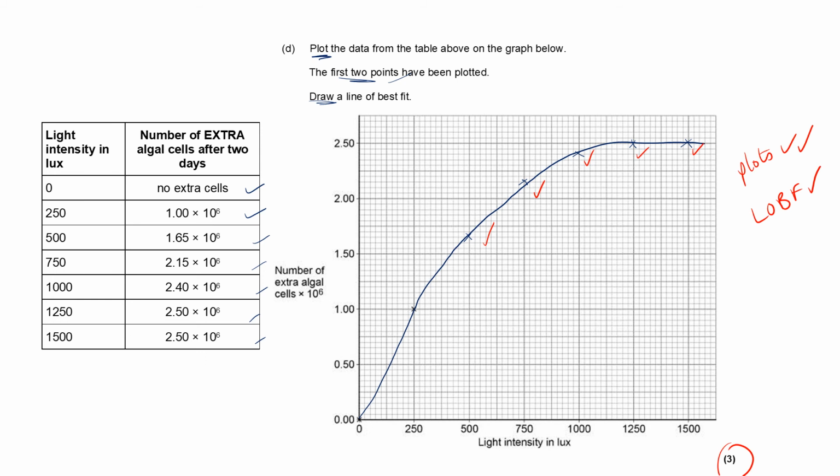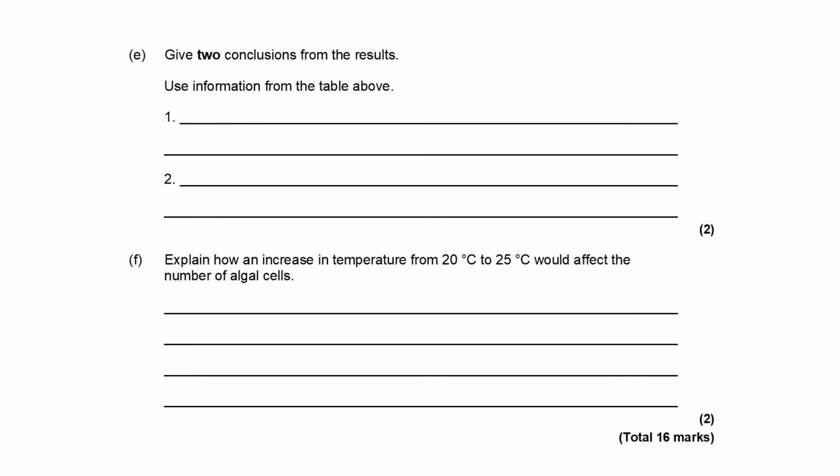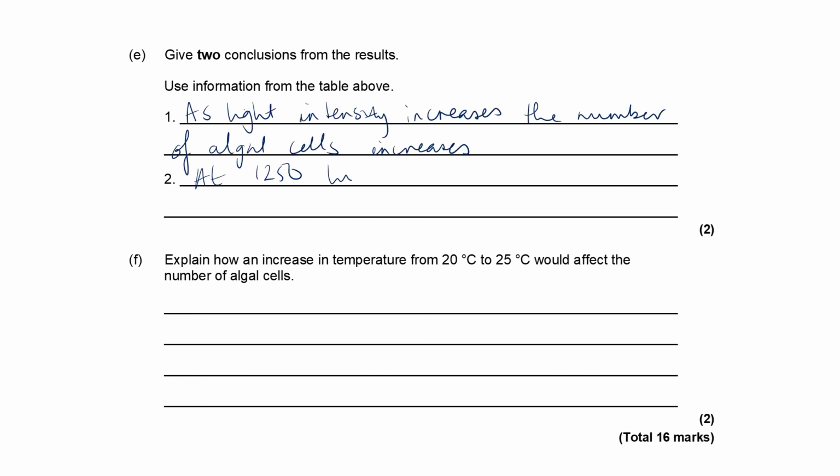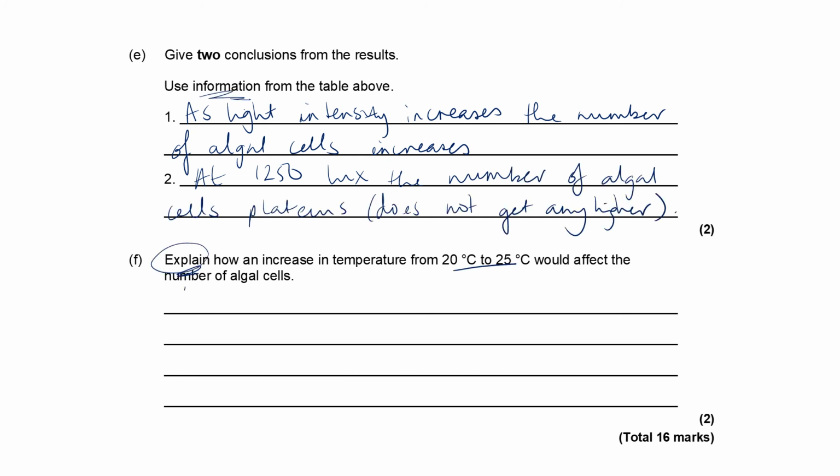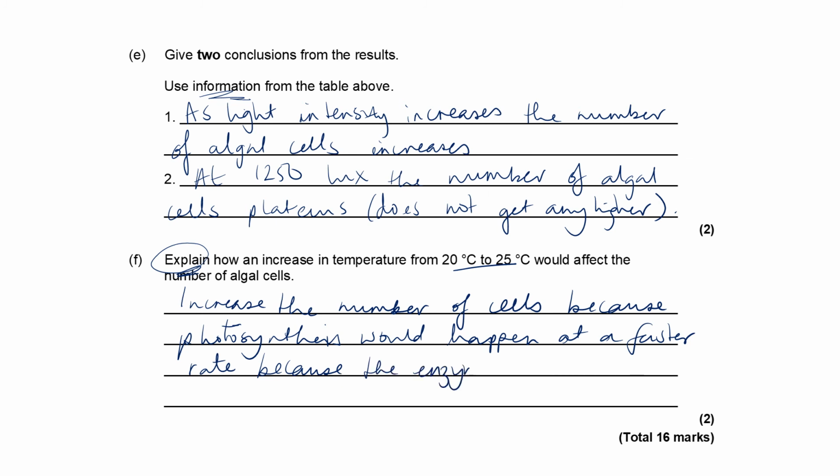For question part E, it says, give 2 conclusions from the results. Use information from the table above. And again, in an actual exam paper, this will all be on one double page spread, so you could keep an eye on the graph whilst you're answering the question. And I could see that as light intensity increases, the number of algal cells increases. That's the first conclusion. And then the other thing I could see is that this did not go on forever. At 1250 lux, the number of algal cells plateaus. It does not get any higher.